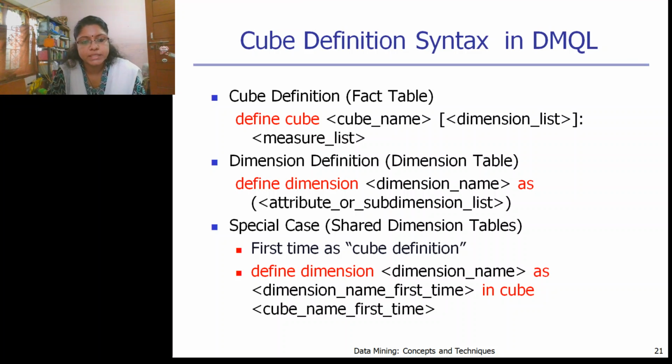Next is the special case, the shared dimension. A shared dimension comes up when we share across fact tables, that is, when we have more than one fact table, especially in the fact constellation schema, where we require sharing some of the dimension tables. That is done with this particular keyword: define dimension name as dimension name, and in the cube, the cube name the first time. We will see how these queries are written based on the schemas shown earlier, so we'll be able to understand it better.